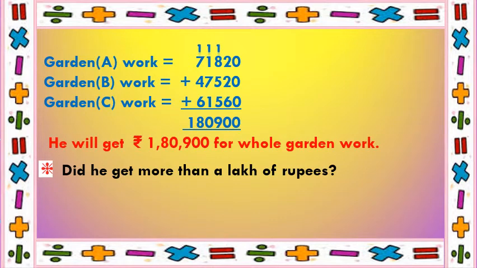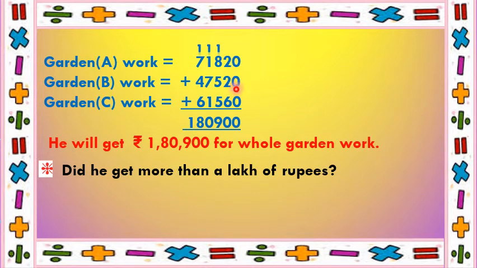Children, we have already seen that Karunya the contractor will get rupees 71,820 for the work of garden A, rupees 47,520 for the work of garden B, and rupees 61,560 for the work of garden C. Now we will add all these three amounts.